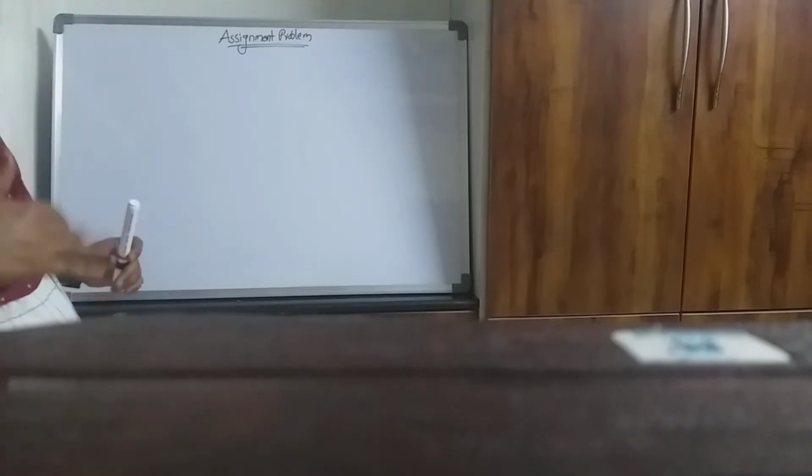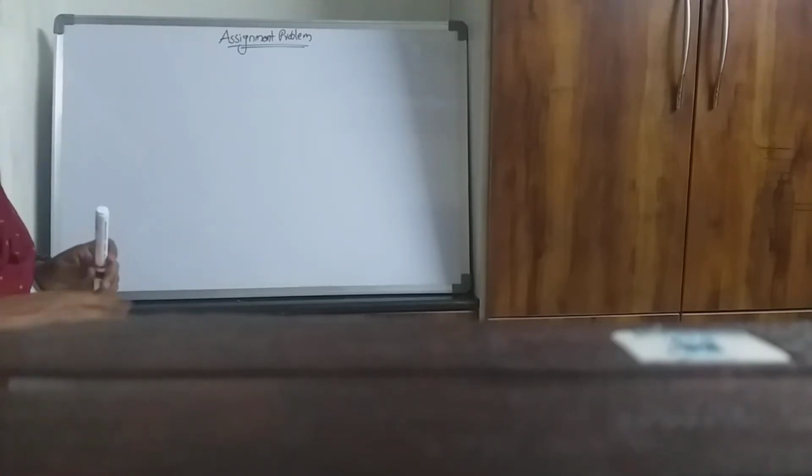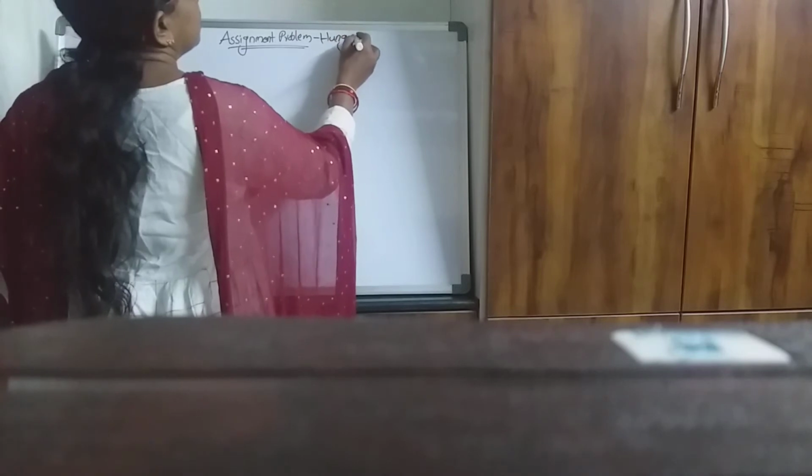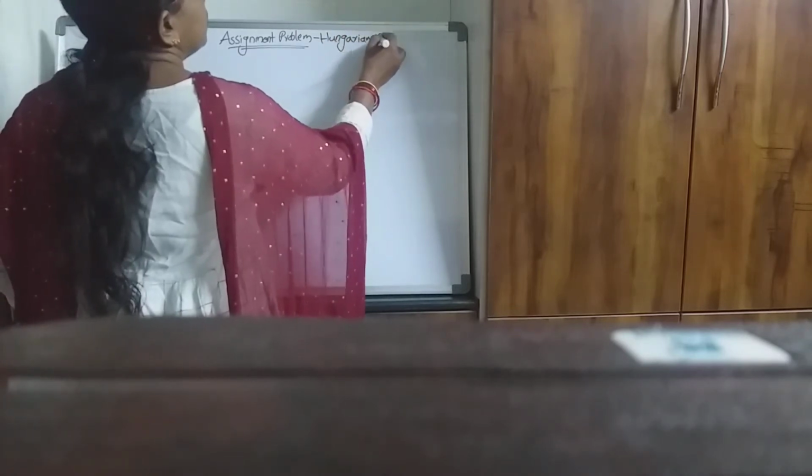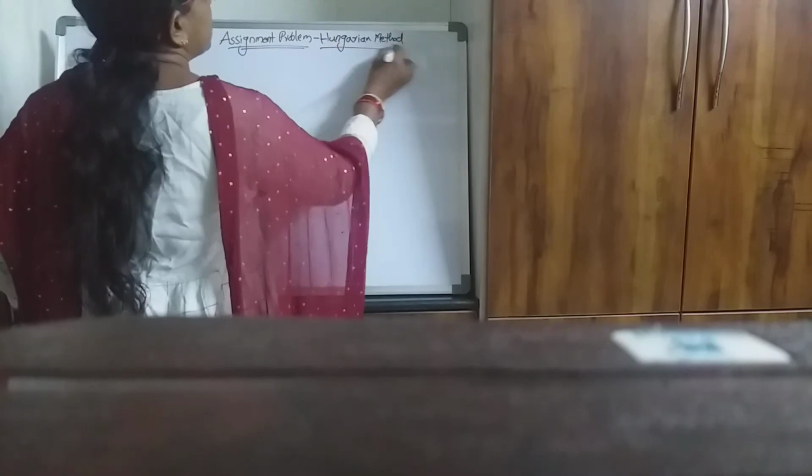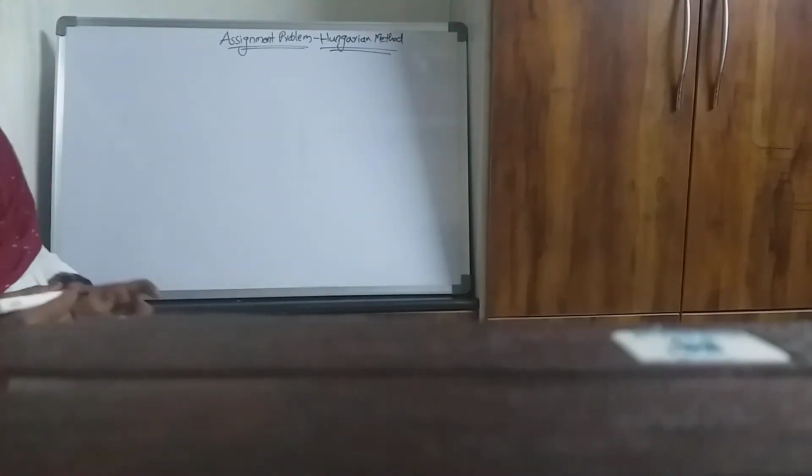So I'll explain the procedure how to assign the jobs to the persons using assignment problem. For that you have a method called the Hungarian method. So here assigning of jobs to the persons is done using Hungarian method. What is the Hungarian method? We'll see it by solving a problem. So question will be, solve the following assignment problem by Hungarian method, they'll mention it.